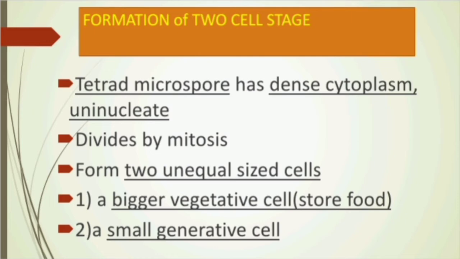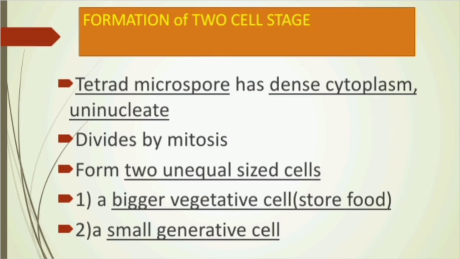Okay, so we all studied a process called microsporogenesis. Due to that microsporogenesis, it will produce four tetrad microspores, and among those four tetrad microspores, each microspore has the tendency to become two cells. That is, the bigger one is known as the vegetative cell and the smaller cell is known as the generative cell. So likewise we get four bigger vegetative cells and four small generative cells.